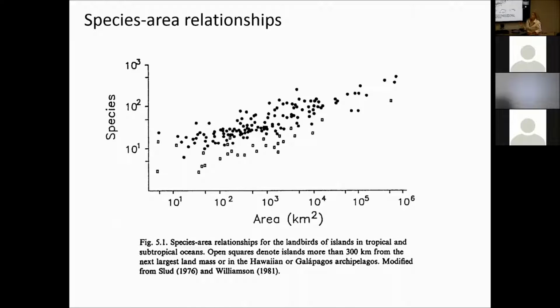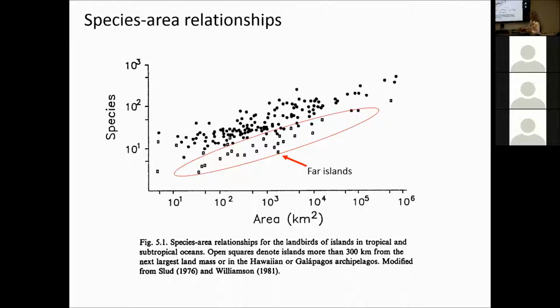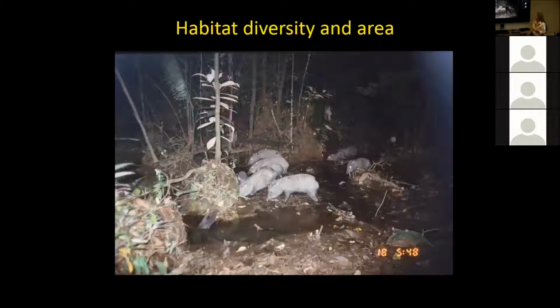And that theory led to the quote-unquote species-area relationship. That is, as the areas get larger, you have a greater number of species, and those islands that are closer will have relatively more species for any given area than those islands that are far away. And this data set actually came from islands out in the ocean and was published about 30 years ago.